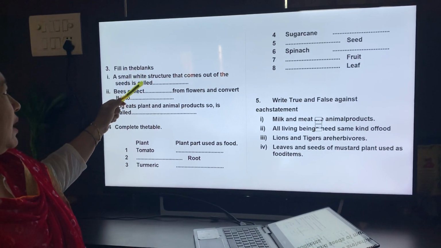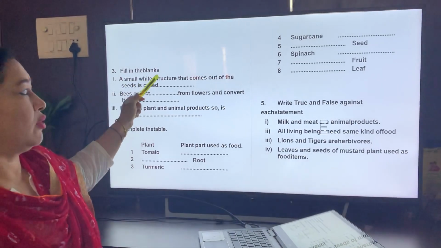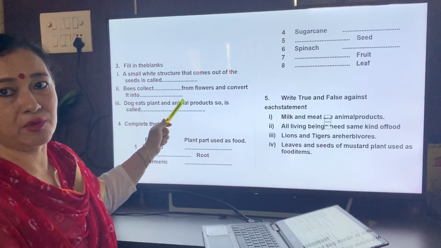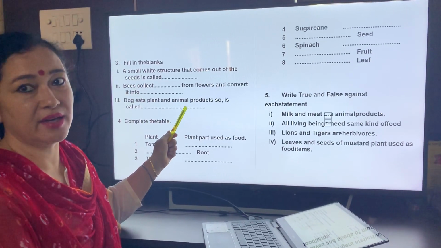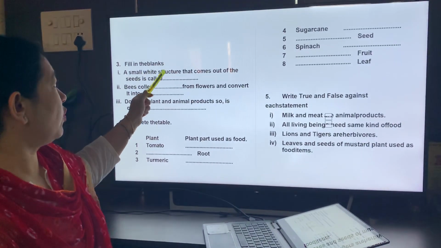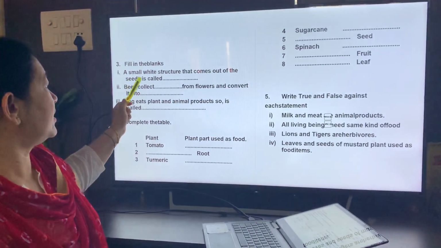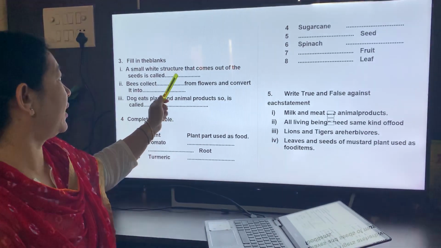Now these are fill in the blanks. You are all very familiar with these. You just have to click on the right answer, find the right answer and write it here. A small white structure that comes out of the seed is called what? You're going to write it here.